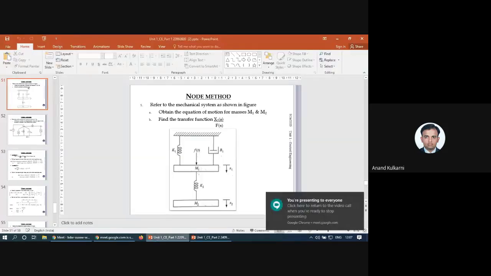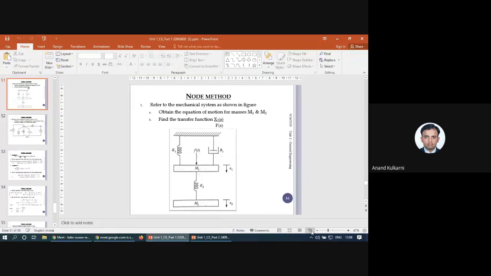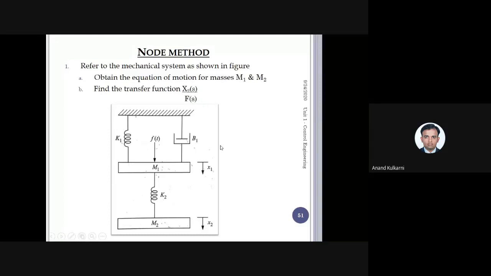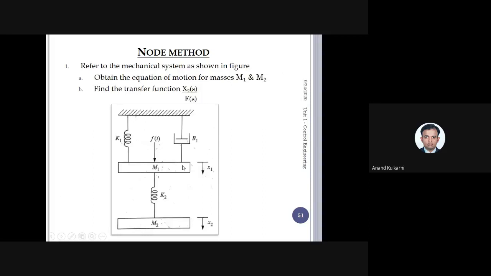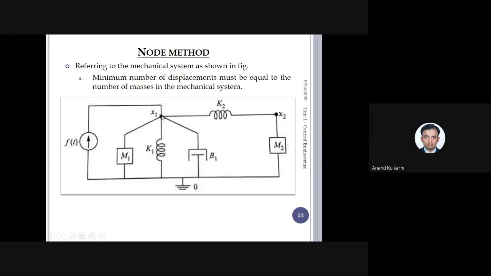I'll start with the class. Now here, given a mechanical system shown in the figure, we have to convert it into a node drawing. For this node drawing, we first say how many displacements there are. In this case, there are two displacements, x1 and x2. I'll represent these by two nodes, x1 and x2.